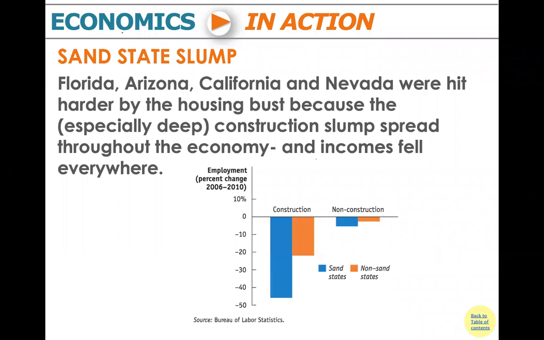It's because people in the construction sector lost their jobs, so they lose their income. And then they are going to reduce their spending. So that's going to have a ripple effect, all right? But certainly the ripple effect is larger in sand states compared to non-sand states, because in sand states they have a bigger housing sector. So the ripple effect is even larger. All right.